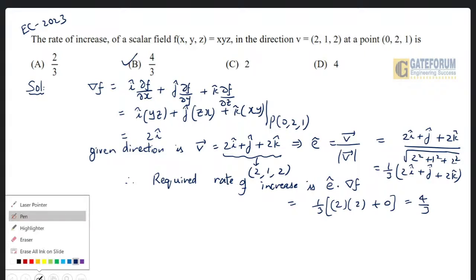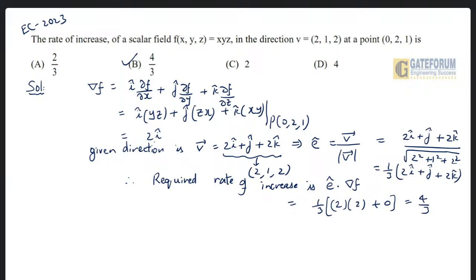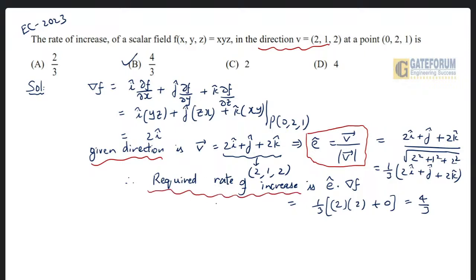So this is the key point. Given direction, so we have to find unit vector in the given direction. I have denoted the direction by V bar, and this is the final required rate of increase. Okay, you know del f. This is 3D, function is of 3 variables. So accordingly, the option is B. This is the end of the question.